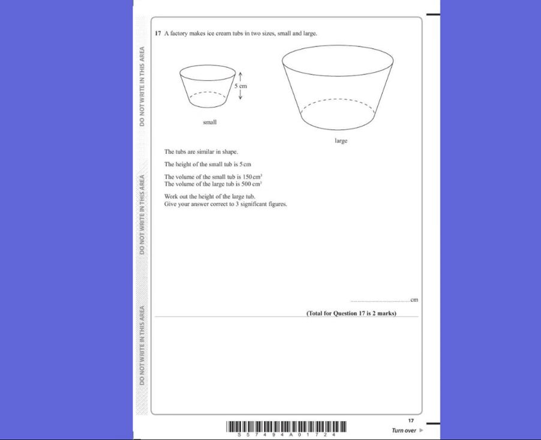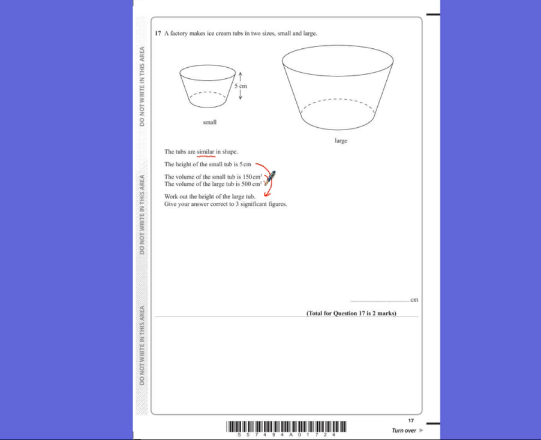Question 17. A factory makes ice cream tubs in 2 sizes, small and large. The tubs are similar in shape, so that means they're an enlargement of each other. The height of the small tub is 5, and the volume of the small tub is 150, and the volume of the large tub is 500. Work out the height of the large tub. So we need the scale factor for lengths to get from the height of the small tub to the height of the large tub.